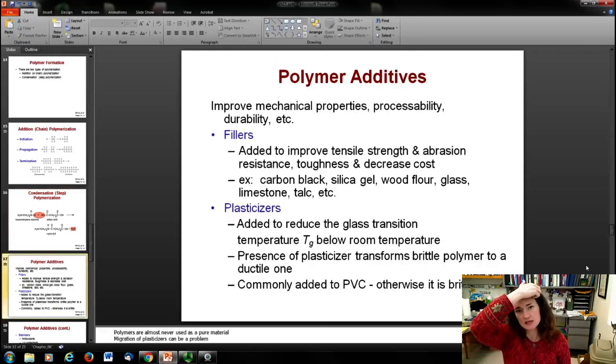Lots of times in factories, they'll want to add polymer additives. The additives can improve the mechanical properties, processability, and durability of the polymers, among other properties. So there's a couple of main ones.